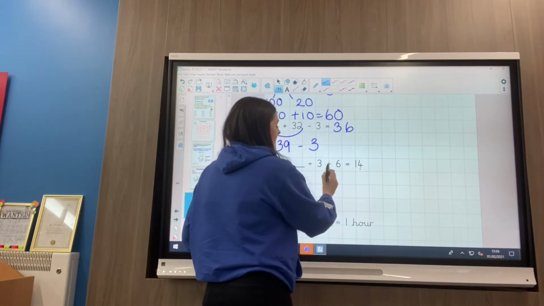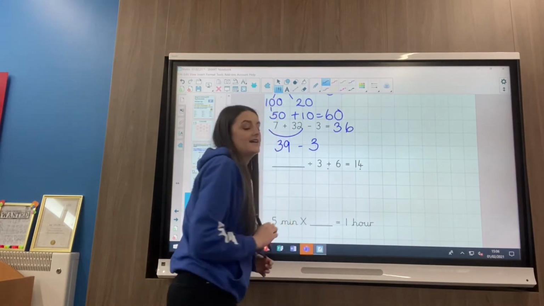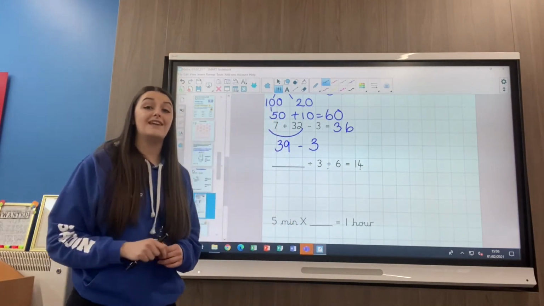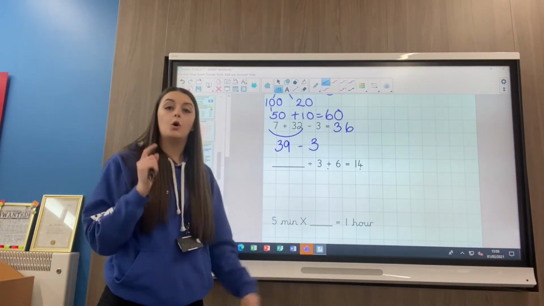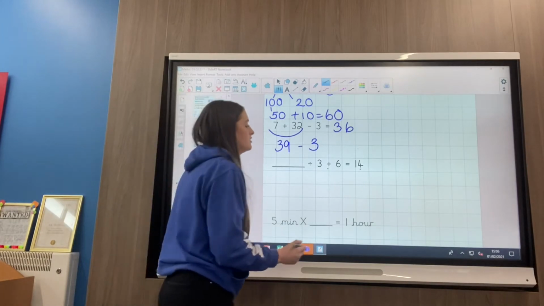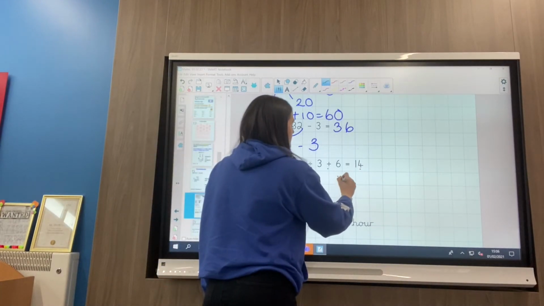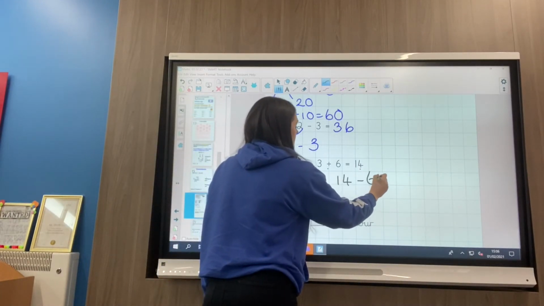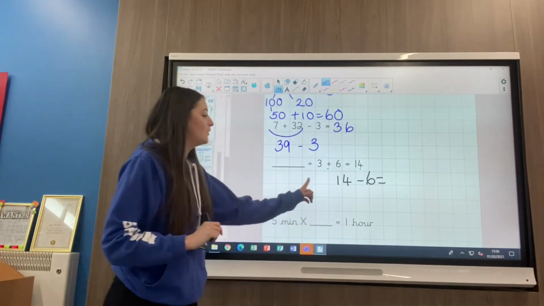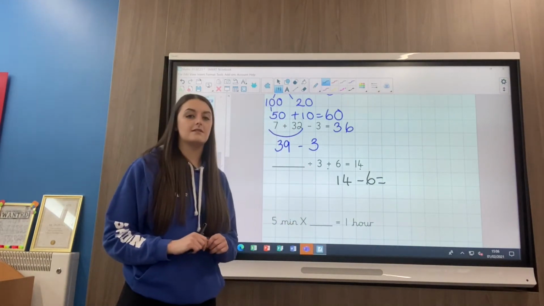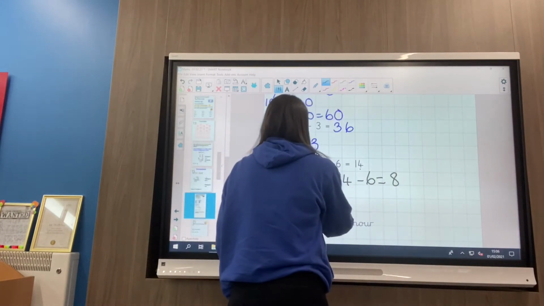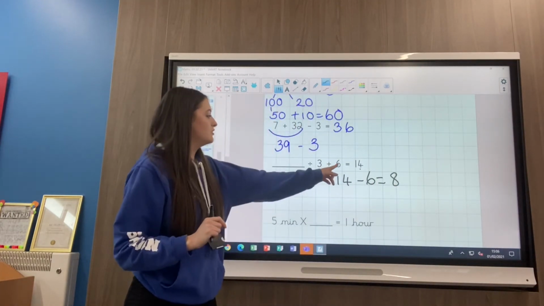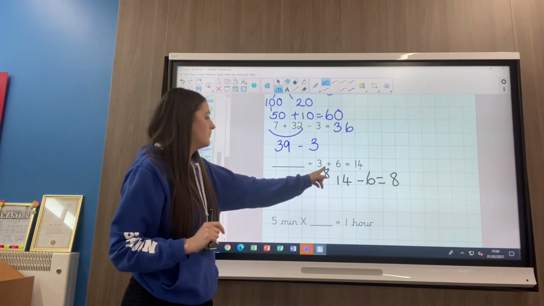Now the last thing I did was add 6 to get to 14. So I'm going to use the inverse. What is the opposite of addition? Oh, if you said subtraction, well done. So I'm going to subtract 6 from my answer. Okay, so 14 take away 6, I know is 8. So I've got to 8 here. Okay, so I've subtracted 6 instead of adding it.